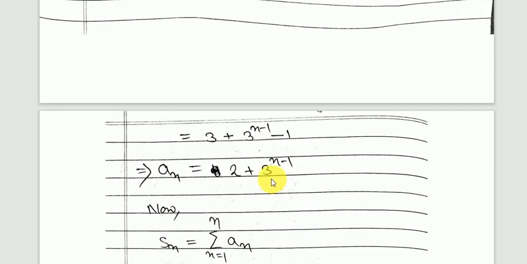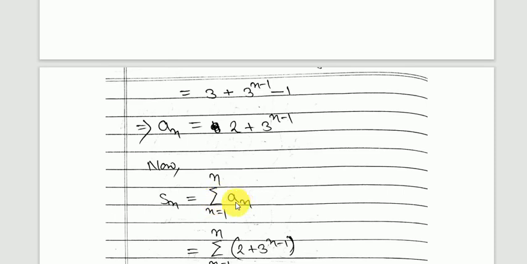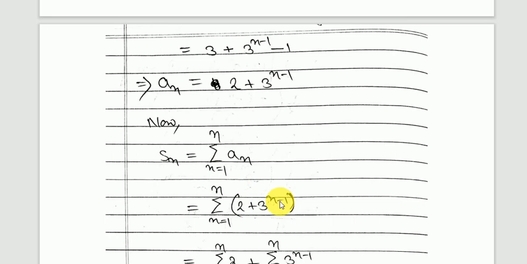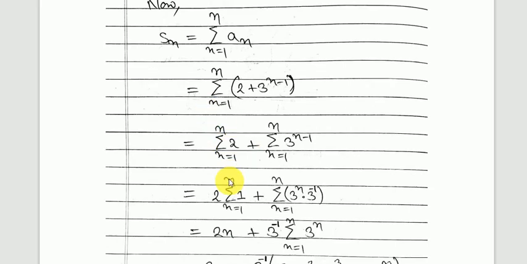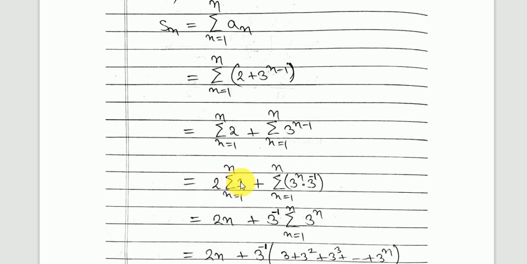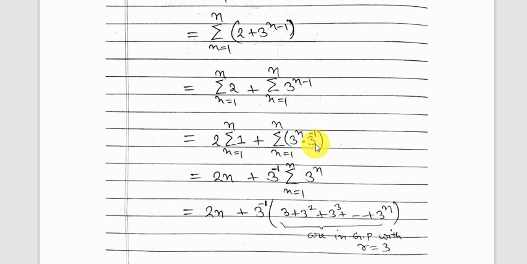Now I have to find the sum. So Sn equal to summation of an, where n is from 1 to n, which is nothing but 2 plus 3 to the power n minus 1. Now open the bracket, so you get summation, n running from 1 to n, and here you have 2. So 2 is constant, so it comes out, so you're left with 1 over here. Here 3 to the power n minus 1 can be written as 3 to the power n into 3 to the power minus 1. 3 to the power minus 1 is constant, so it comes out, so you are left with the summation of 3 to the power n, n running from 1 to n.